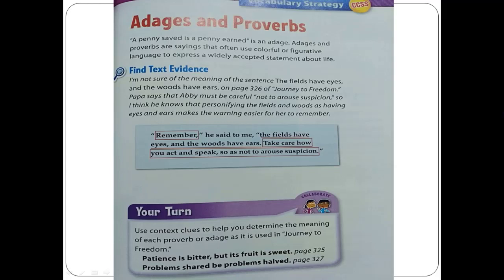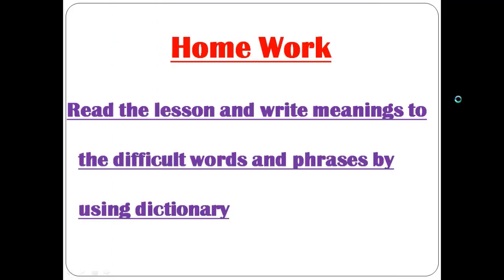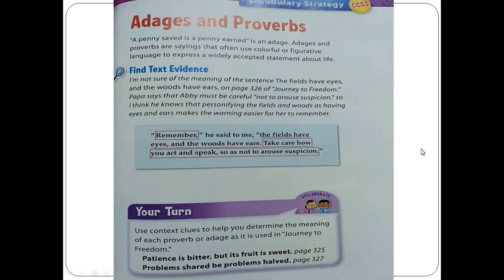Now when she got out, she found that she was not sure of the meaning of the sentence: The fields have eyes and the woods have ears, on page 326 of Journey to Freedom. Papa says that Abby must be careful not to arouse suspicion. Arouse suspicion means to get notice or to get attention. Now it means that you must be very careful while going out into the field.